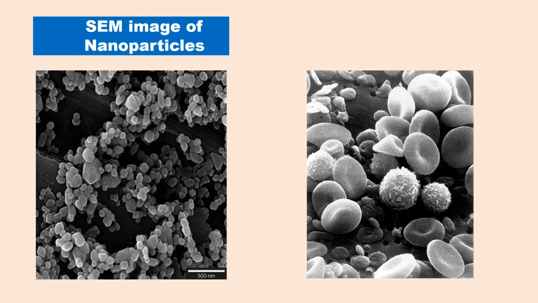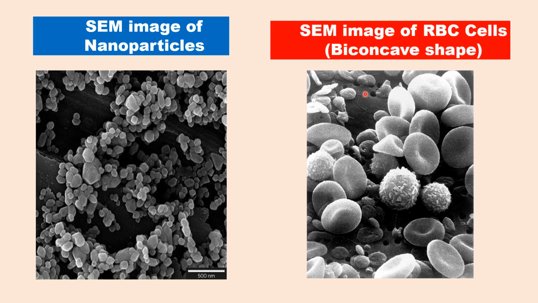Now let us see the SEM image of nanoparticles, where you can see the topographical, shape, morphological features and crystallinity of the nanoparticles. They are crystalline and have a definite shape. And this is the SEM image of red blood cells, which are biconcave in shape.